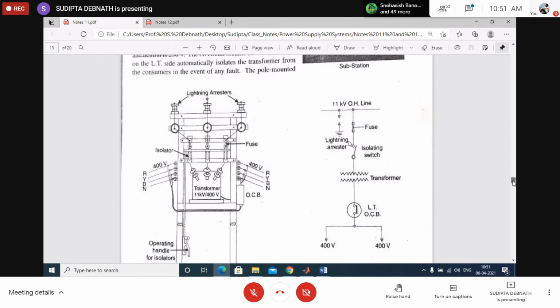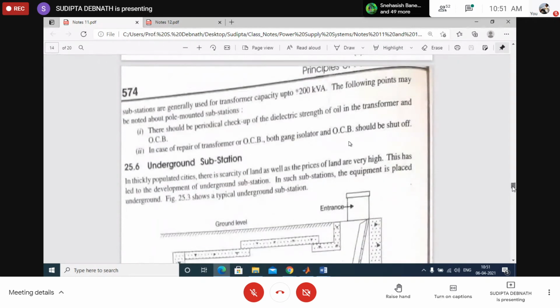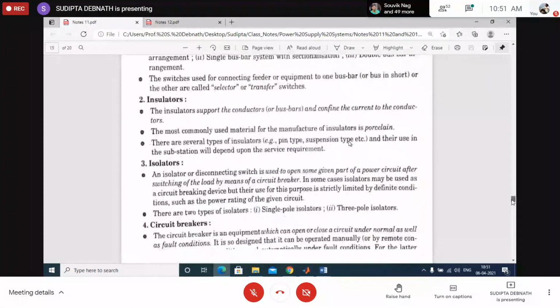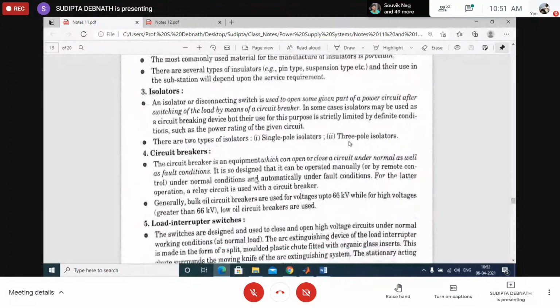Or under load conditions. So how will you operate? We will operate through circuit breaker. So circuit breaker is an equipment which can open or close a circuit under normal as well as fault conditions. It is so designed it can be operated manually under normal condition and automatically under fault condition.